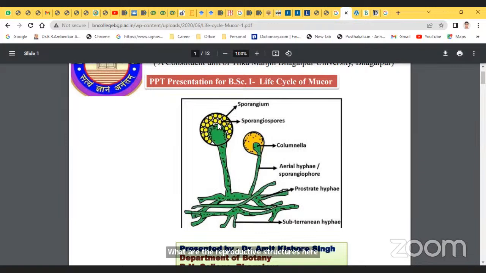Sporangium. The sporangium releases the sporangiospores. Sporangiophores. Okay. Yes, sir. Spores, not four. The sporangium releases the sporangiospores. These are the prostrate hyphae, sub-penetrate hyphae.